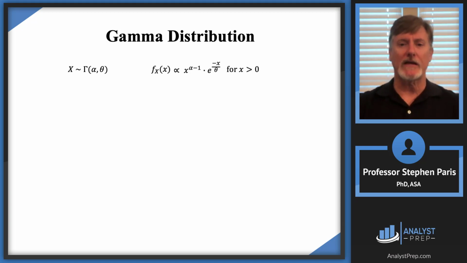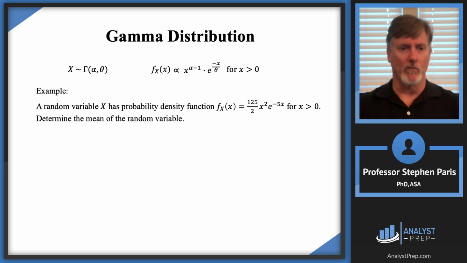Okay, so let's look at an example. A random variable, capital X, has probability density function 125 over 2 times x squared times e to the minus 5x for x greater than 0. What's the mean of this random variable?